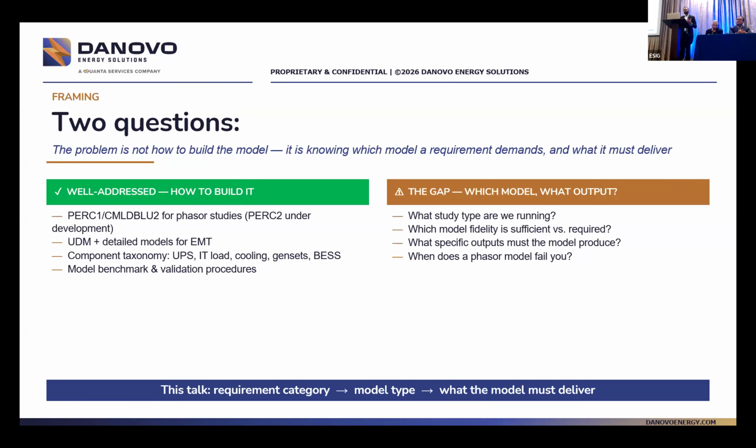But really the gap appears to be something that Parag hinted at, which is: which model, what output, how do you use the model for what study? If we are coming up with requirements, how are we going to verify that the requirements matter? And how do we even know that the requirements are right? That's something I wanted to talk about. So let's associate a requirement category with the model type and what the model must really deliver.